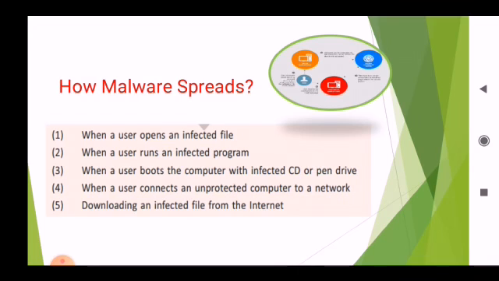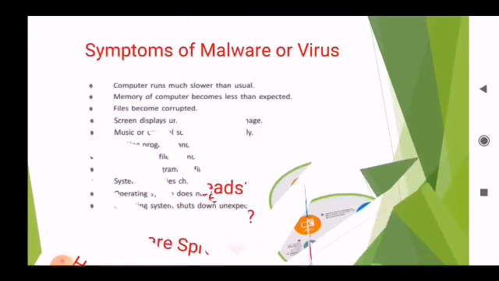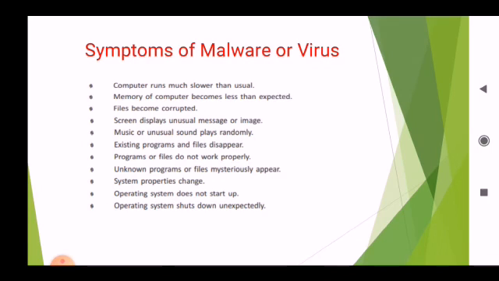Now we talk about the symptoms. How do we come to know about the malicious files or the viruses? Computer runs much slower than usual. हमारा कंप्यूटर स्लो हो जाता है. Memory of the computer is less than expected. Files become corrupted. Screen displays unusual messages or images, or music or unusual sound plays randomly.